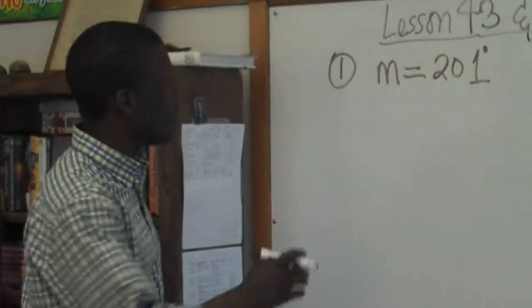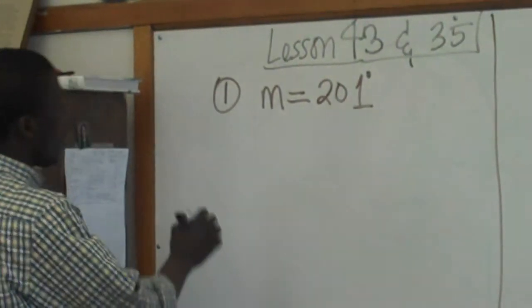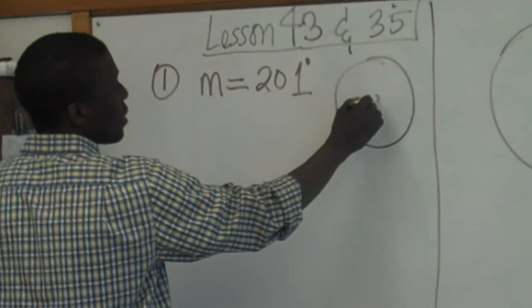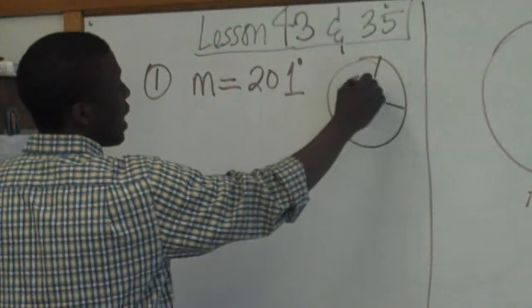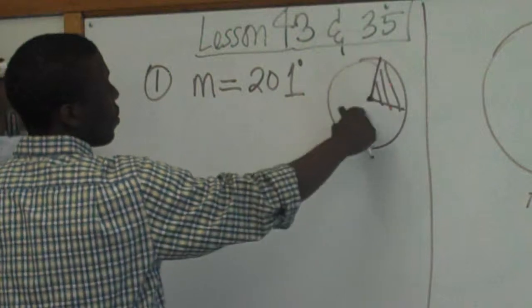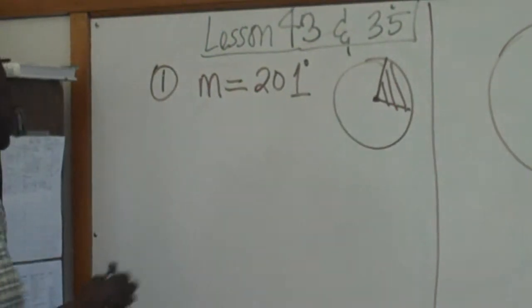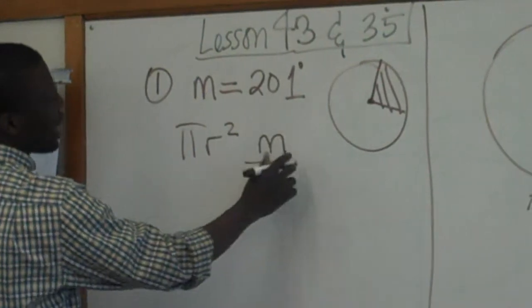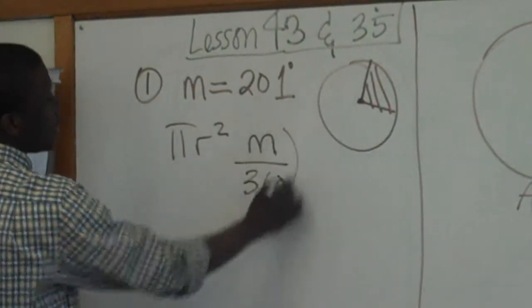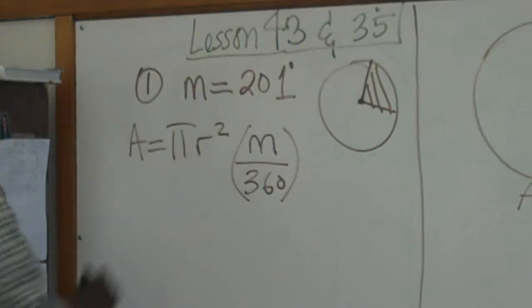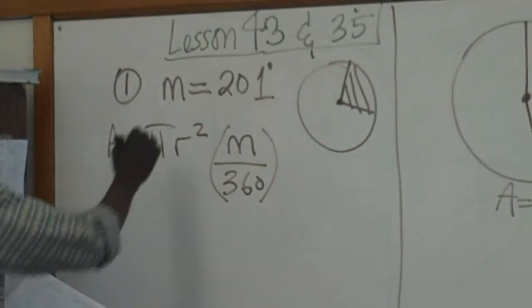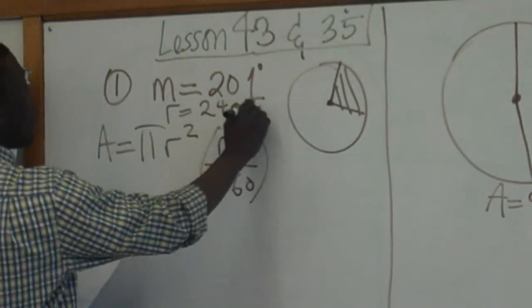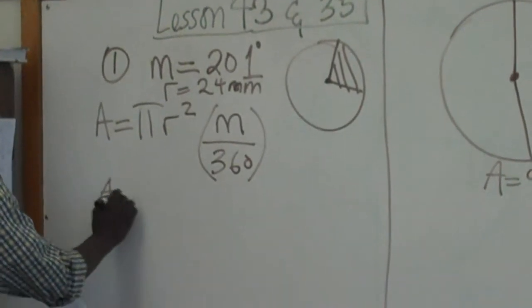The first thing we want to establish is the area of a sector. You might be asking, what is a sector? Well, the sector is basically that right there. So the area of a sector would be pi r squared, the measure of the angle that you're given, over 360. That's the formula. So when they give you m as 201 and r as 24 millimeters, all you need to do is plug in what you're given.